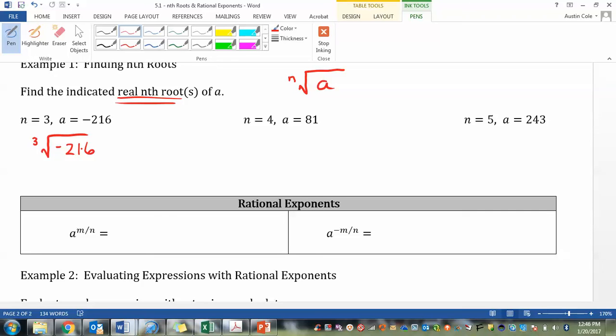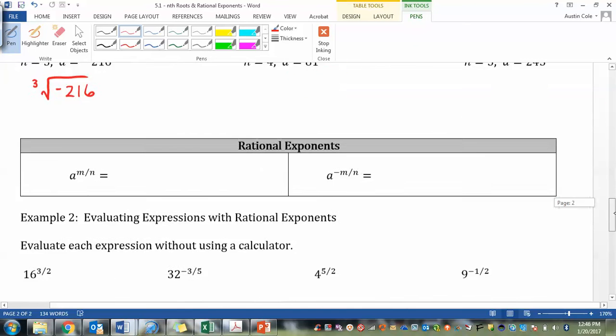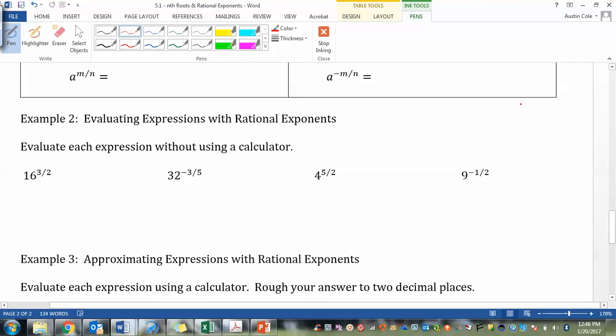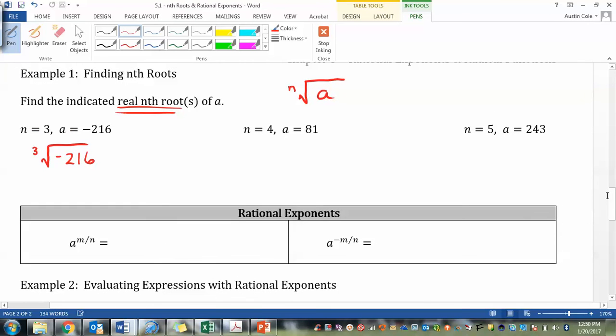Okay? And notice here in the directions it says find the real. Real means it's not going to be imaginary. So we don't really have to worry about imaginary if it says real like that. So what's the cube root of 216? Meaning what times what times what is 216? Let's make a list right here. Okay, so the cube root of negative 216 is negative 6. Great.